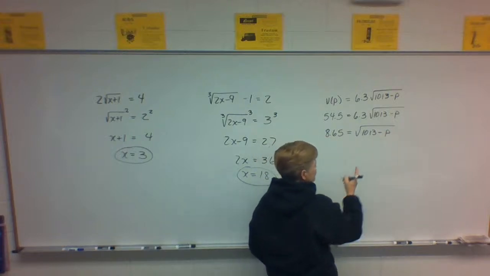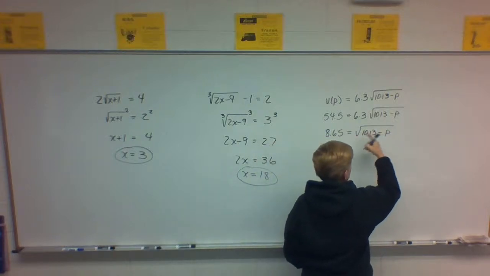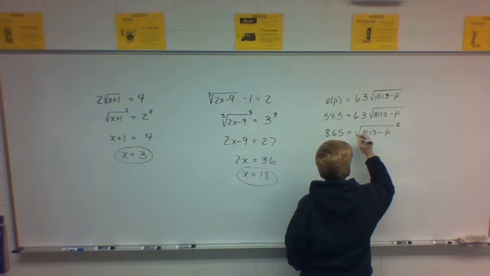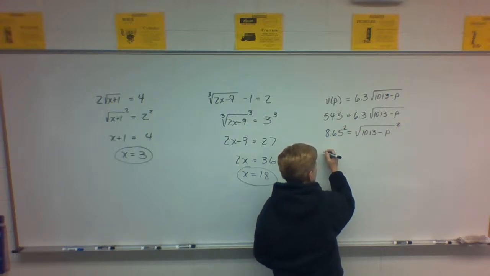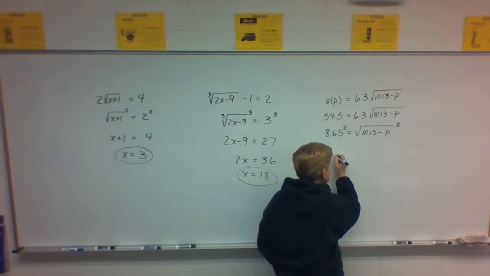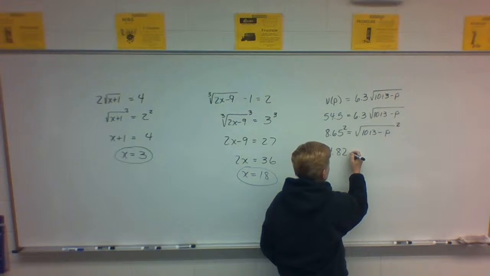Now we get rid of the radicals so that we can get at P here. It's kind of trapped behind there. We've got to square that off and square that. What's 8.65 squared? 74.8225. Give me all four decimals.